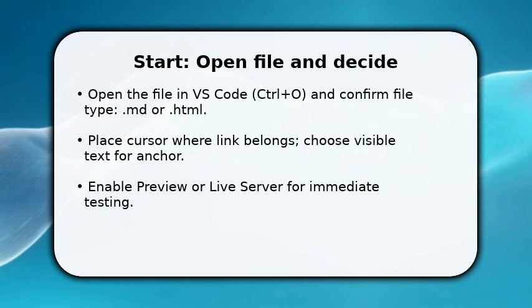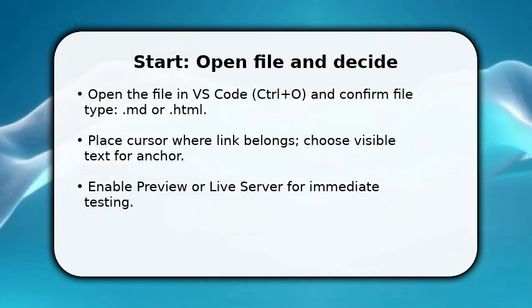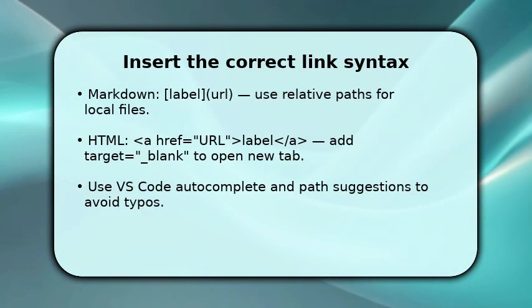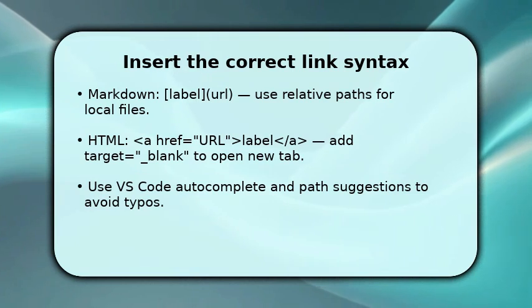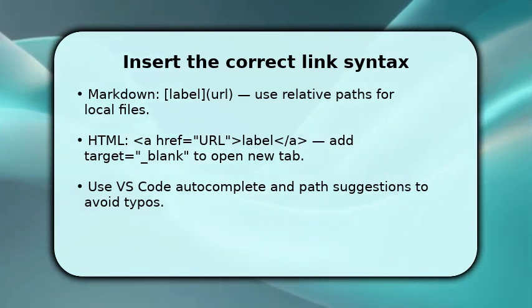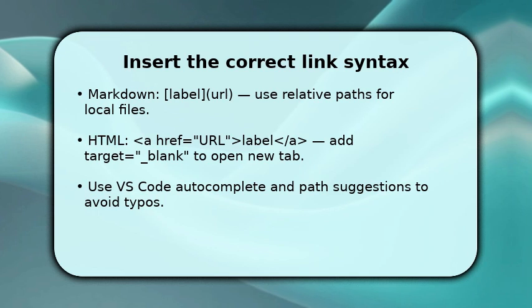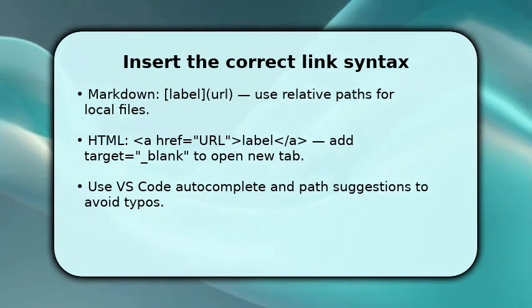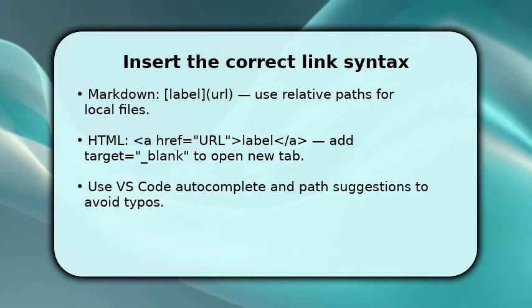Make sure the file is saved so relative paths resolve correctly, and note whether the target is internal or external before writing the link syntax. You'll now type the link using the appropriate syntax. In Markdown, write label, path or URL, and in HTML, use an anchor tag with href. For local files, prefer relative paths like /docs/file.md so moves keep links working.